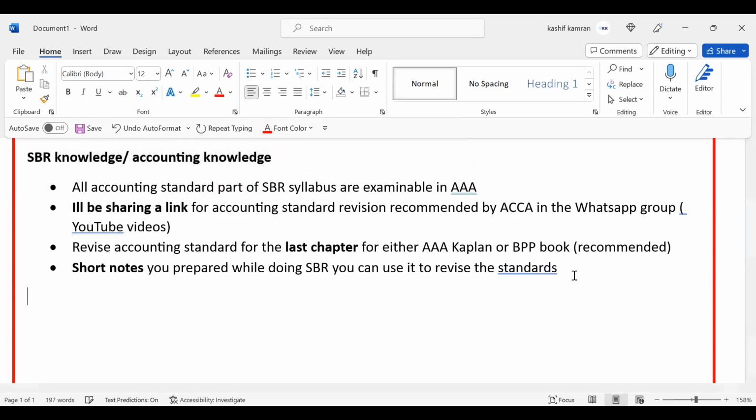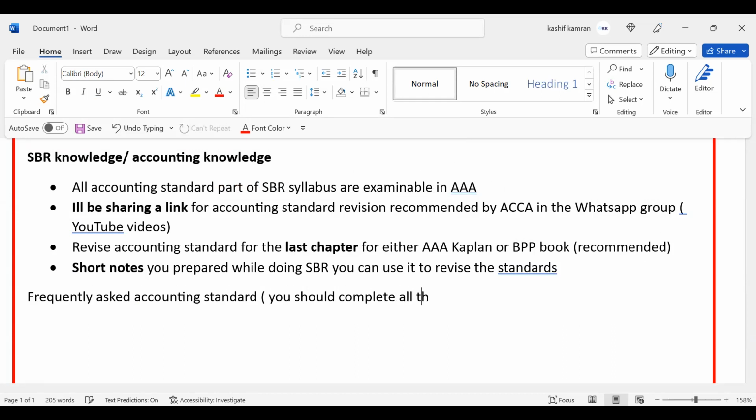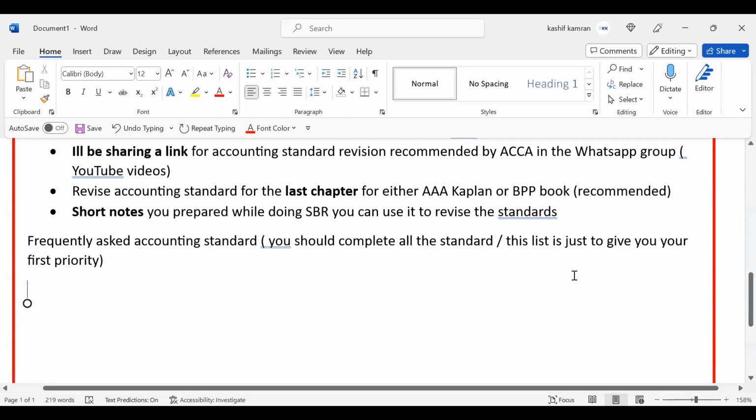Now, just one last thing. Some frequently asked accounting standards. This does not mean that you will only do this list. You should complete all standards, but this is the frequently asked one, so at least you can do them at first priority. This list is just to give you your first priority. So what should be your first priority for the month of June? In the month of June, what you should complete are the frequently asked ones.